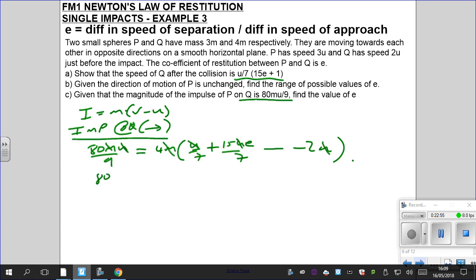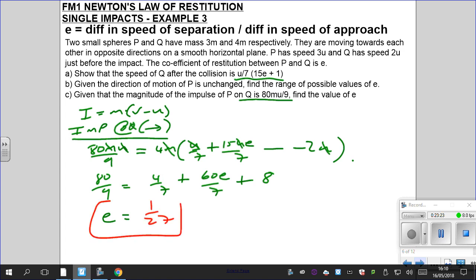Okay, so I'm left with 80 over 9 is 4 over 7. Again, I'm doing the algebra fast. 60E over 7 plus 8. So if I rearrange, I should get E equals, use your calculators at the same time as me. 4 over 7. 1 over 27. Perfect. And there's E. Okay, that's the end of this video.